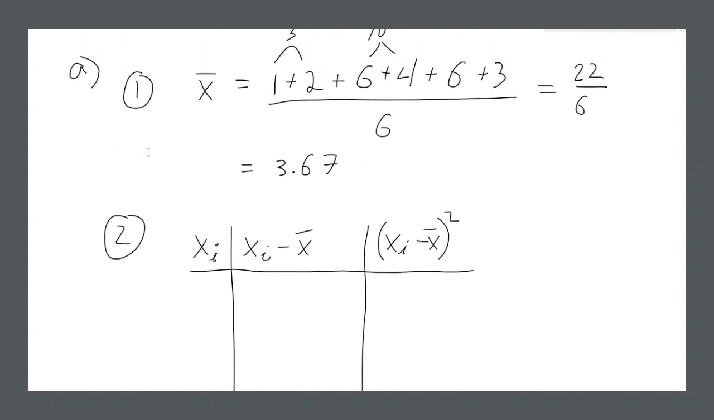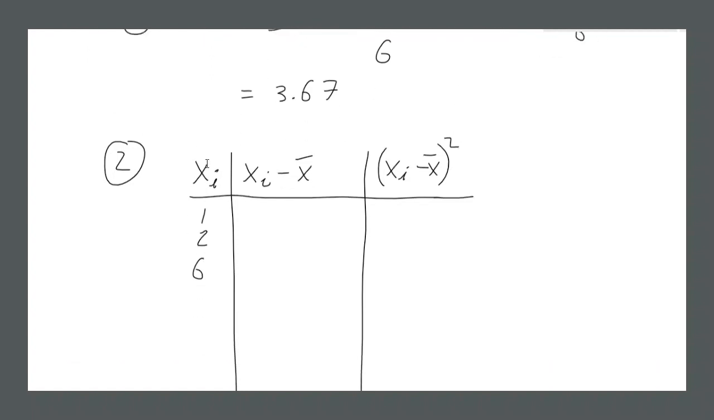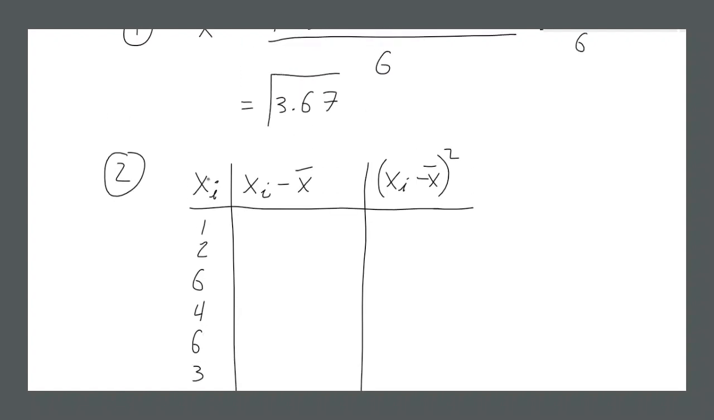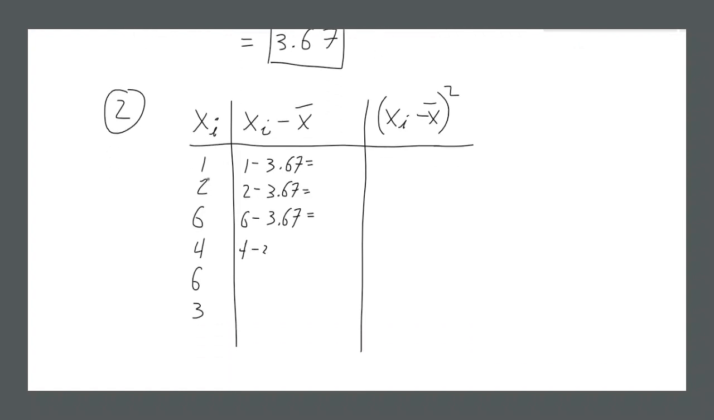So our data points are 1, 2, 6, 4, 6, 3. And we know this is our mean value, 3.67. So we're going to subtract 3.67 from each of the data points. So 4 minus 3.67, again 6 minus 3.67, and 3 minus 3.67.